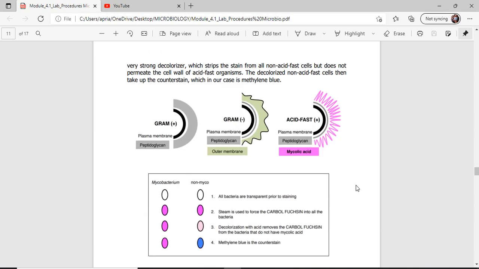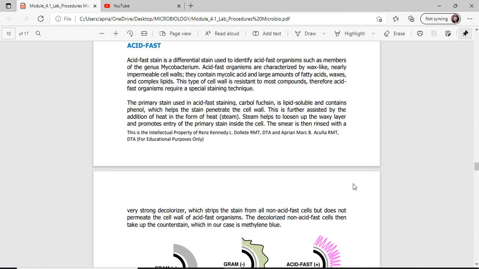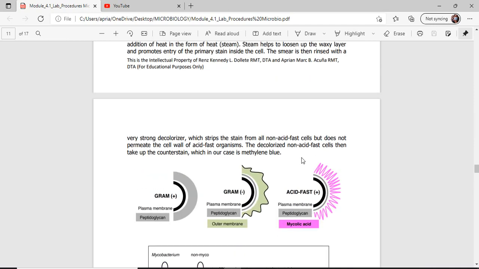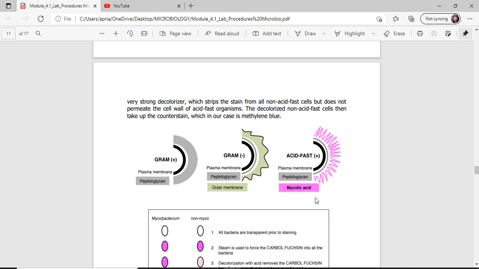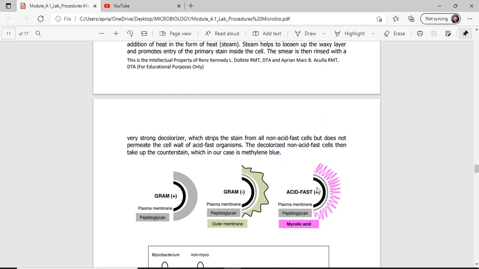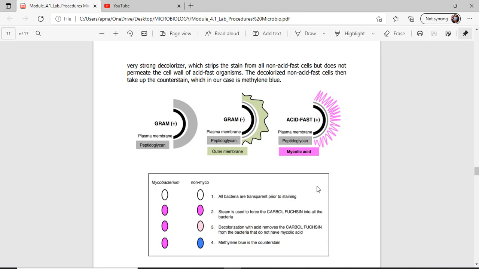Sorry again. Correction: your carbolfuchsin is the one that gives the red color. Then your methylene blue is your counterstain, or in simple stain, the one that gives the color of the non-acid-fast bacteria. What you are hunting in this method is the color red, which in gram staining corresponds to your gram negative.